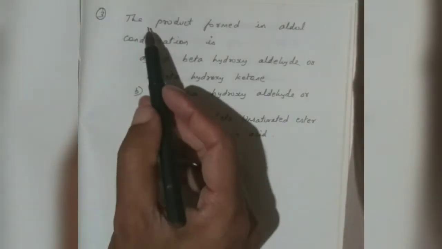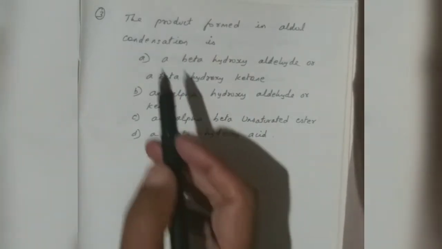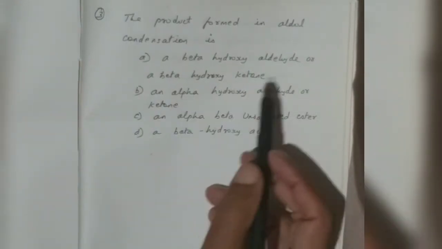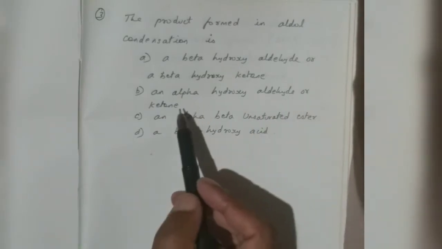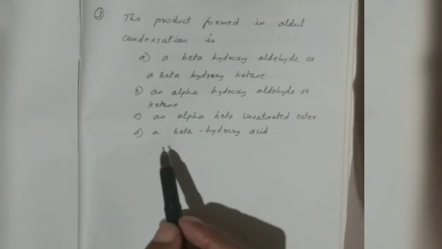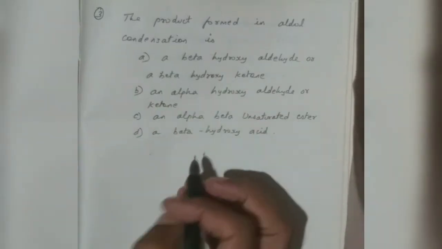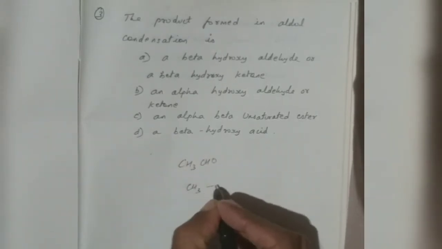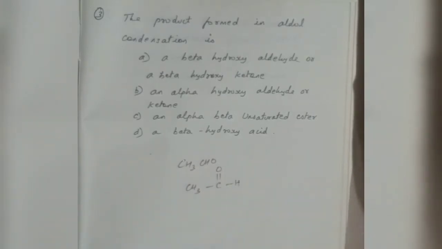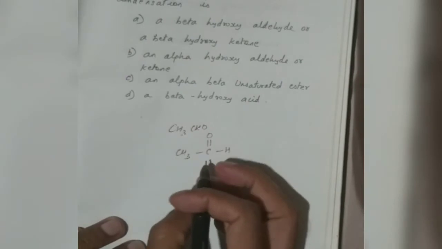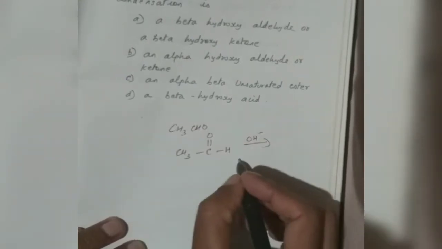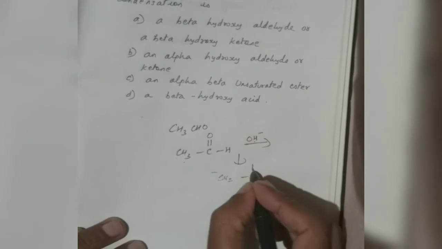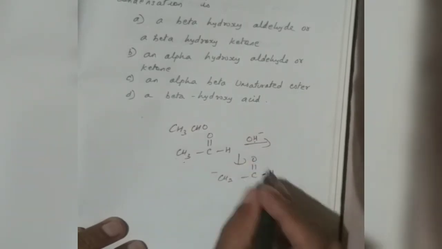The next question: the product formed in Aldol condensation is. They have given four options: beta hydroxy aldehyde or beta hydroxy ketone, alpha hydroxy aldehyde or ketone, alpha beta unsaturated ester, and beta hydroxy acid. In Aldol condensation, take acetaldehyde, CH3CHO: CH3, C double bond O, H. When you treat it with base, generation of the carbanion takes place. One H comes out as a water molecule, so we have CH2 minus, C double bond O and the H. This is the first step in the Aldol condensation.